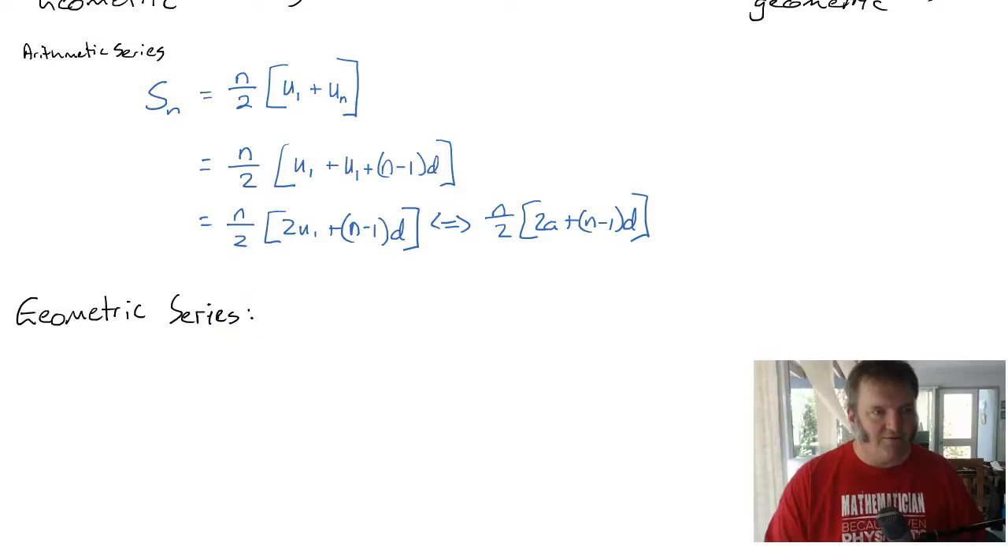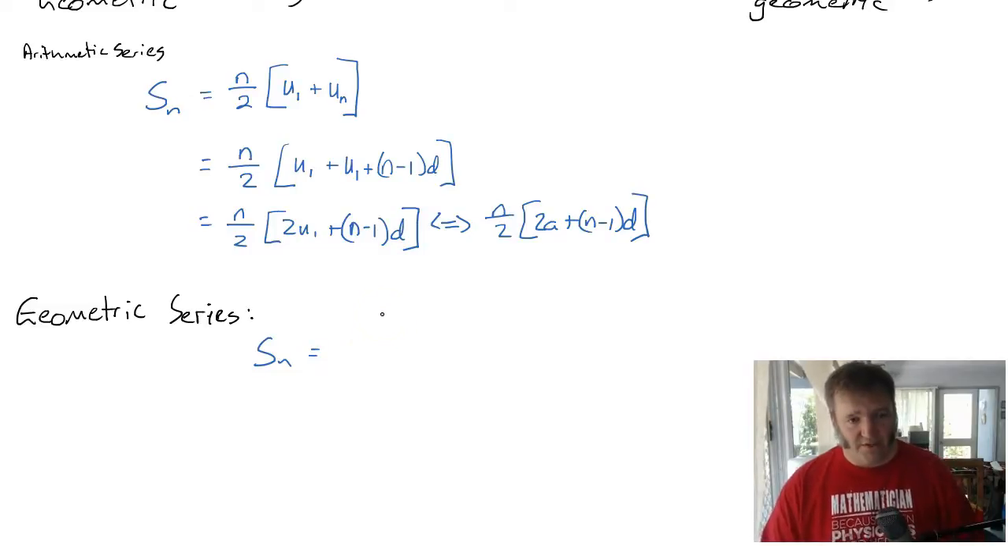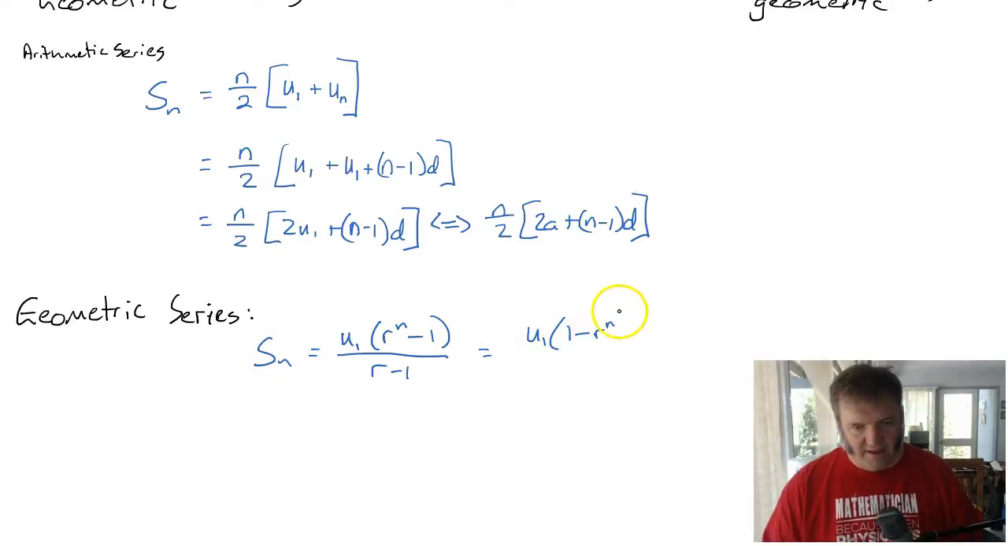Geometric series, so the sum of the first n terms in a geometric series. And what was it for this one? There's actually two different ways we write it. We can take our first term and we can go (r to the power of n minus 1) divided by (r take 1). Or I can just as conveniently write (1 minus r to the n) divided by (1 minus r). Why would we have two different ones?